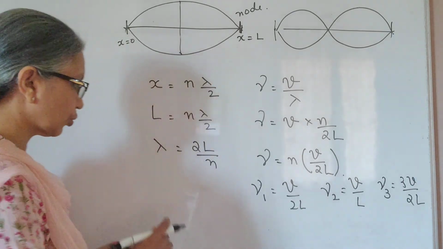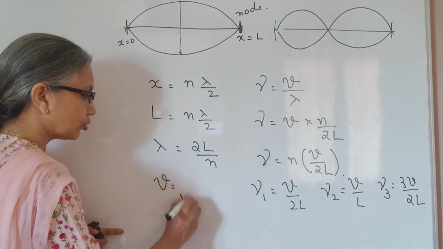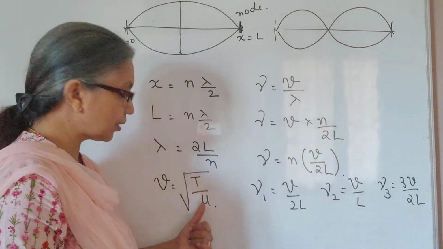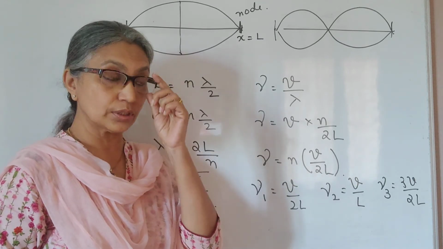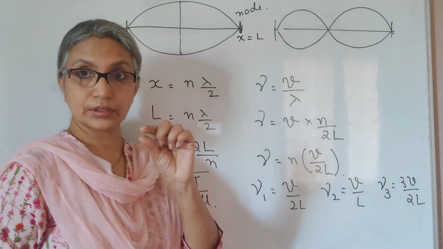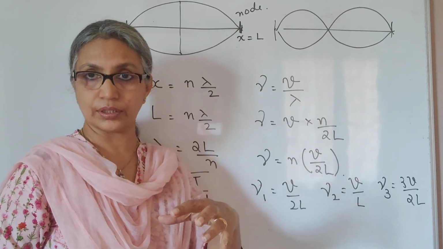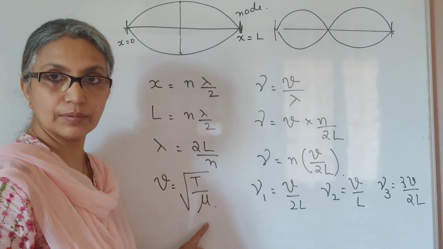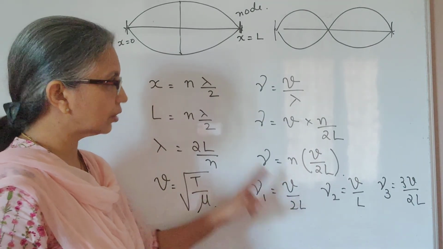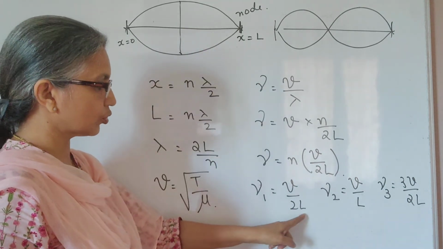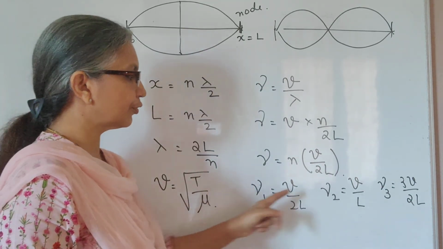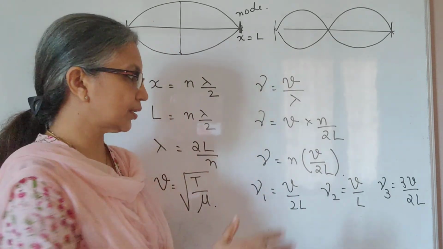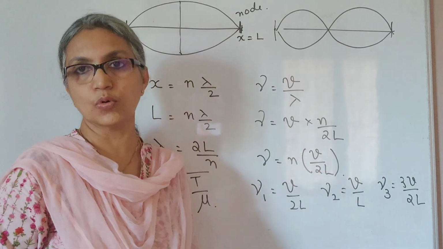And in the beginning of the chapter, if you remember, we already did v is equal to root of T by mu. Remember? So T is the tension on that string, and mu is the mass per unit length. That is, I told you, different thickness of the string. So this v here depends on the tension and the mass per unit length. Also, the vibrating length of that string will cause the frequencies to be different, and you can produce sounds of different frequencies by simply putting it into different modes of vibration.